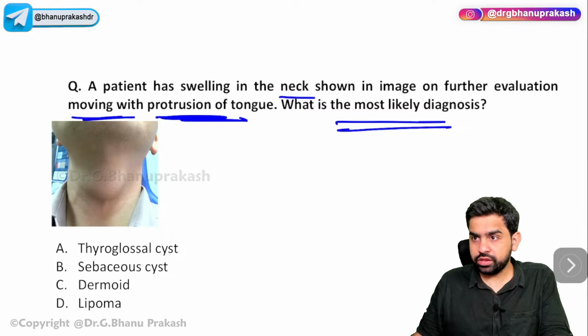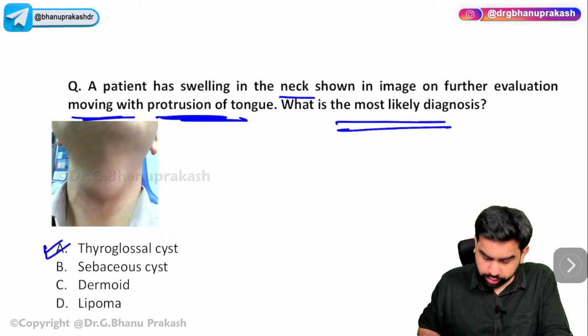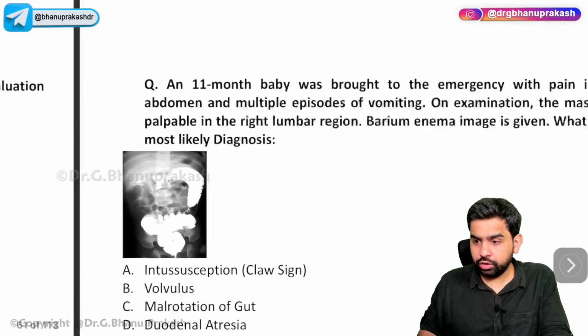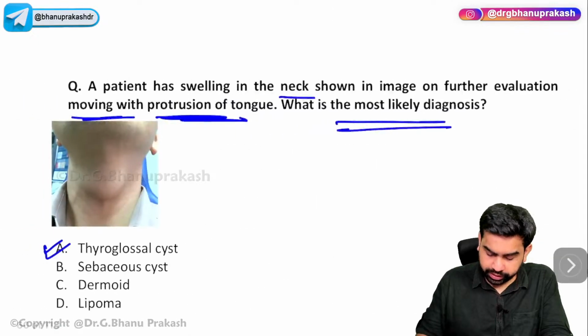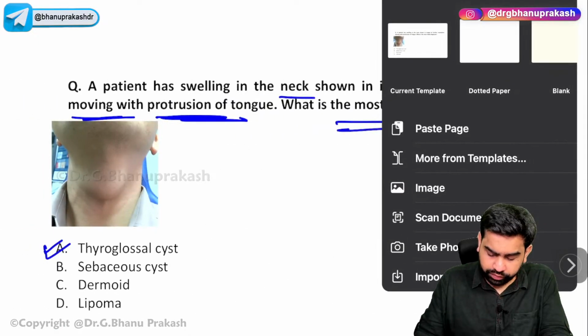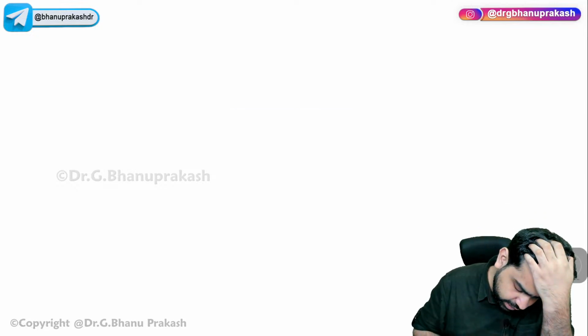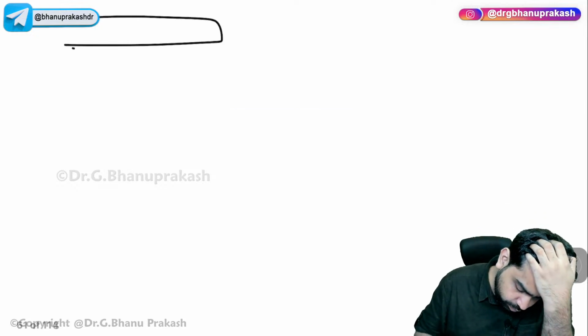What is the answer over here, guys? The answer over here is definitely a thyroglossal cyst. So let's talk about this particular stuff in a bit more detail, because this is a very important topic for you guys. What you need to understand is that, let's say we have this particular tongue. So what can happen from this particular tongue?